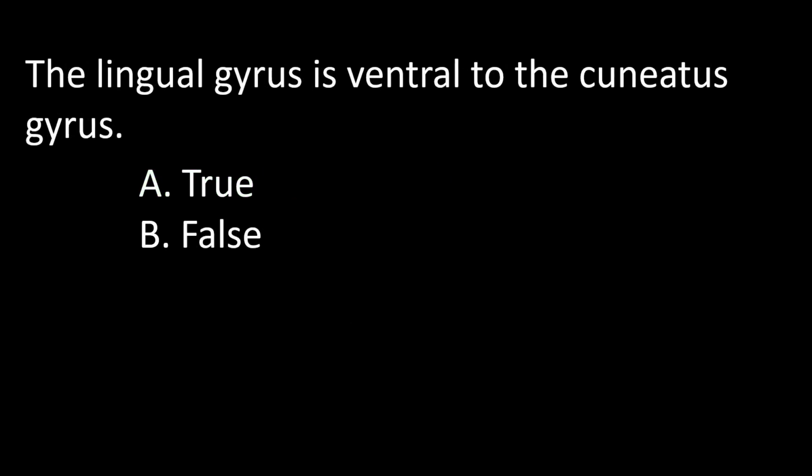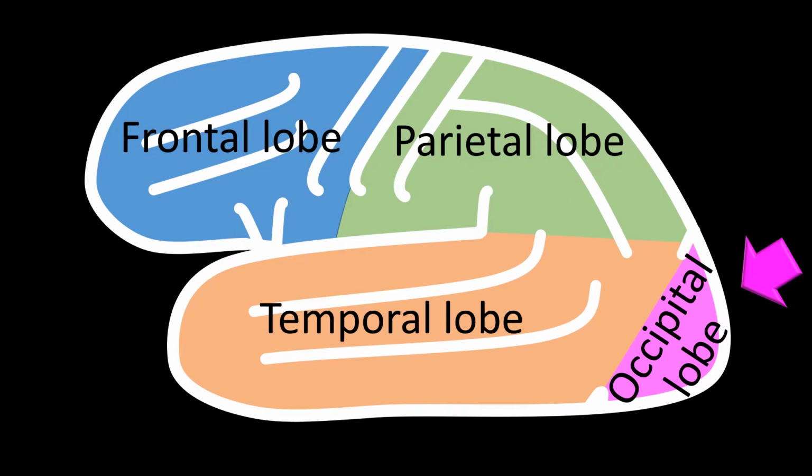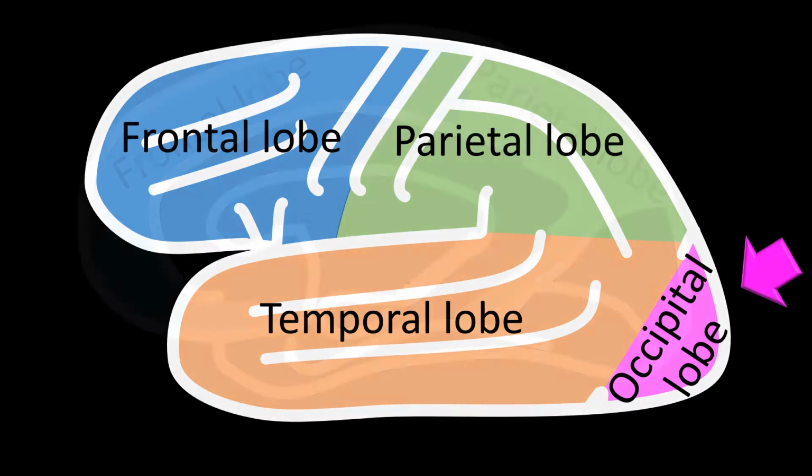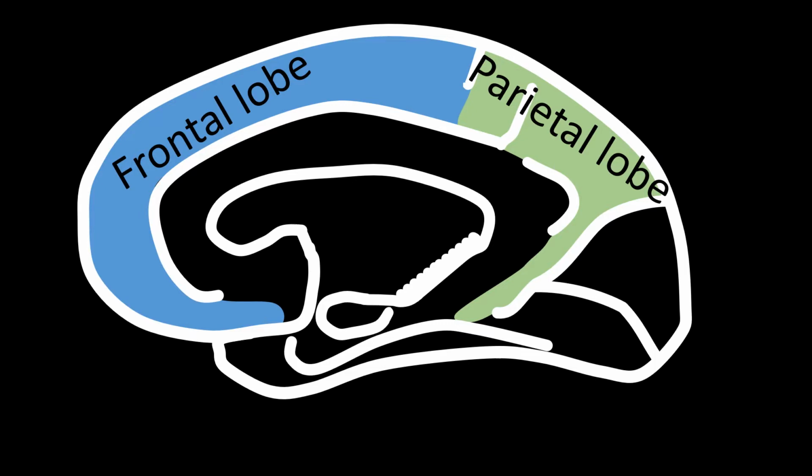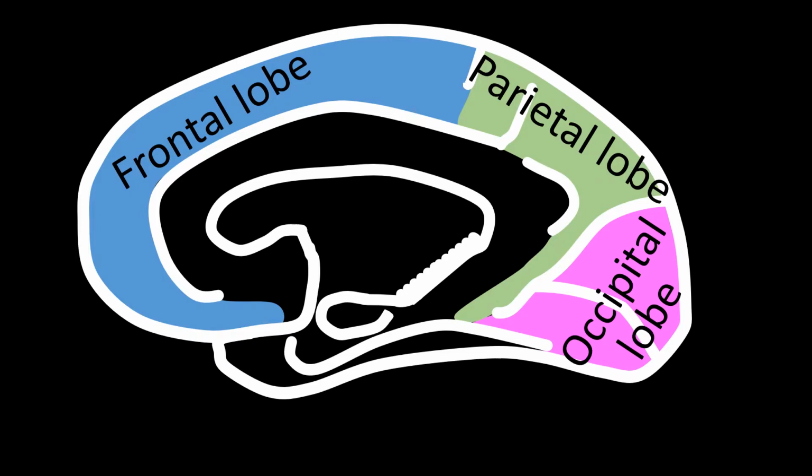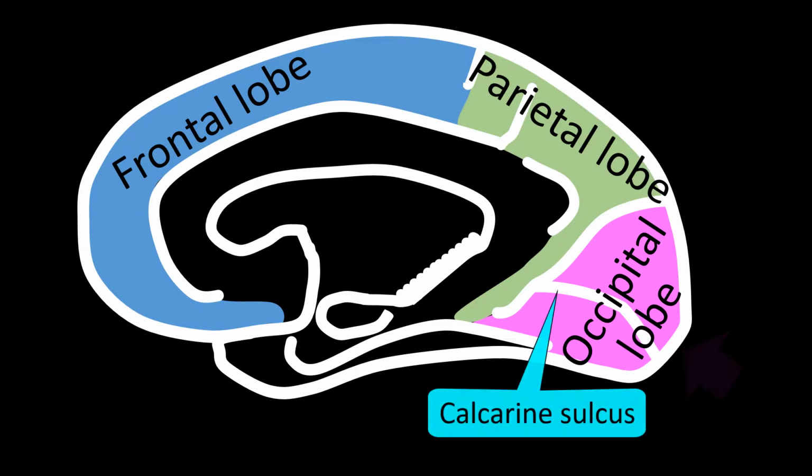Next question. The lingual gyrus is ventral to the cuneus gyrus. A true, B false. Again, here indicated is the lateral surface of the left hemisphere. The arrow points to the occipital pole. This is the mesial-inferior view we have been working on. I have now colored the occipital lobe, here indicated by the arrow. In the mesial occipital lobe surface, we can see the calcarine sulcus.